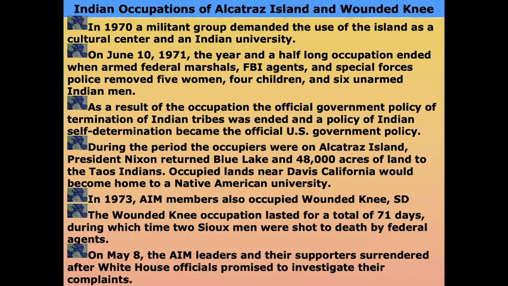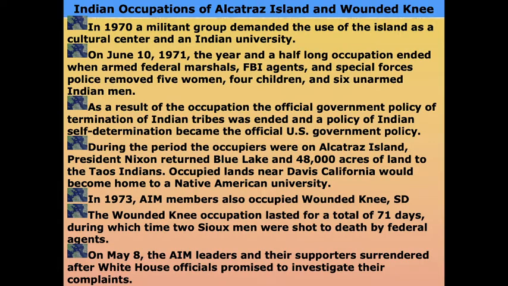So you guys know Alcatraz is like a famous prison, right? It was like unescapable until people escaped. So then it got shut down. But anyways, it's like a national park now or something. So in 1970, a group of militant members of the American Indian movement are going to demand that Alcatraz Island be turned into a cultural center and an Indian university. So they're going to occupy Alcatraz for a year and a half until federal marshals, FBI agents, special forces are able to remove the group that's there.